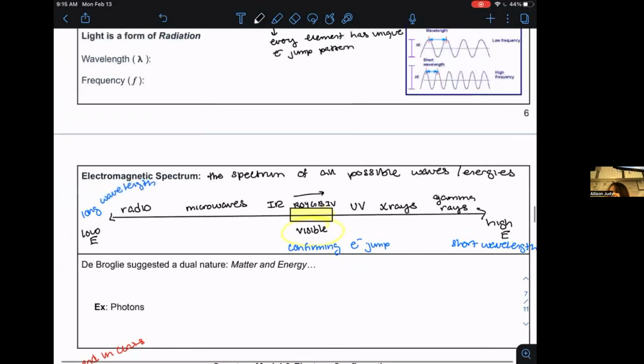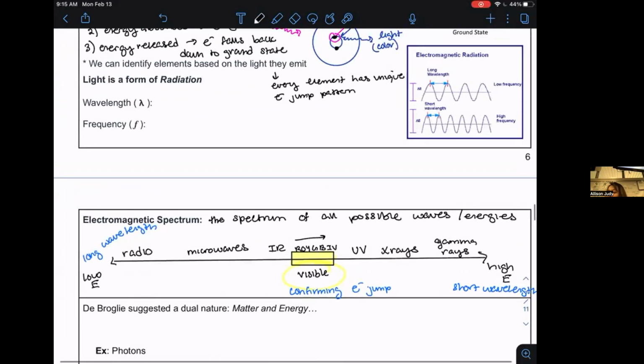Okay. So we can excite atoms and figure out a unique color spectrum that's released from them to not only confirm the idea of energy levels, but also use to identify them.